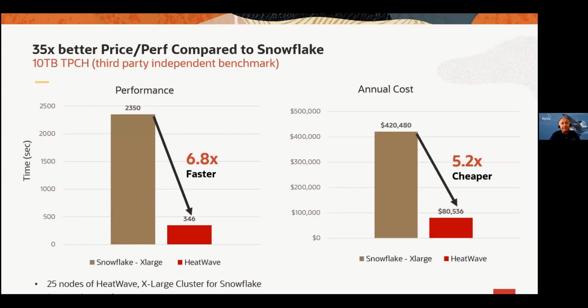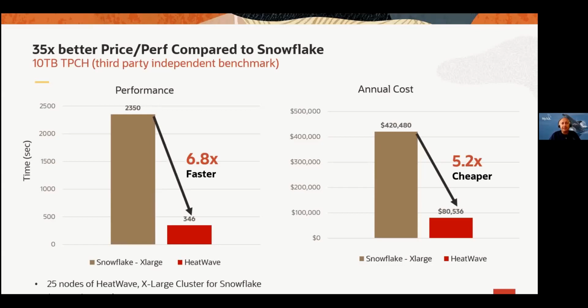HeatWave is 7 times faster than Snowflake at 1/5 the cost. So same performance advantage as we saw with Redshift, but the price advantage of Snowflake grew even larger. So 35 times better price performance compared to Snowflake. And by the way, this is not any subset of queries which we have chosen, queries where HeatWave does better.